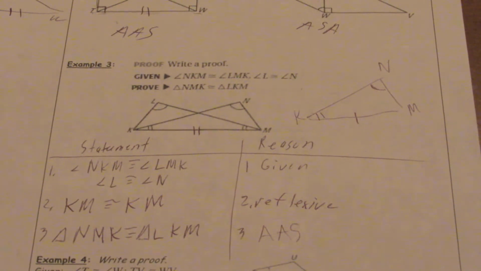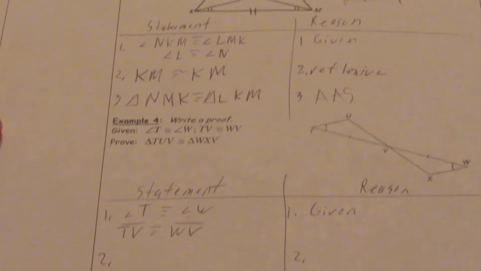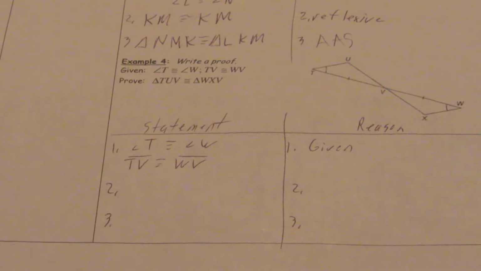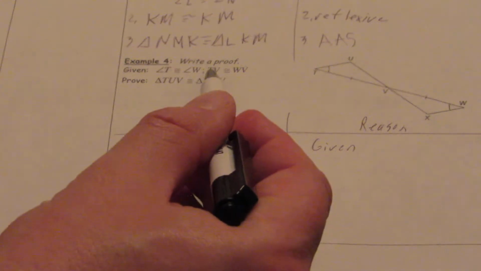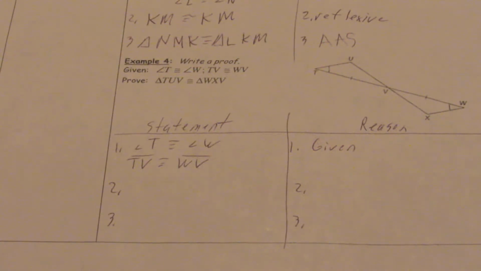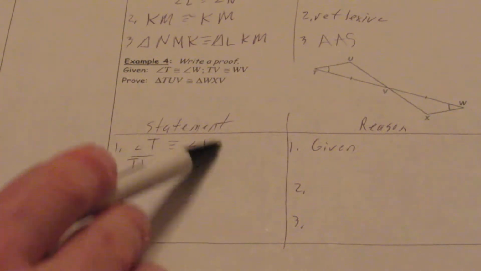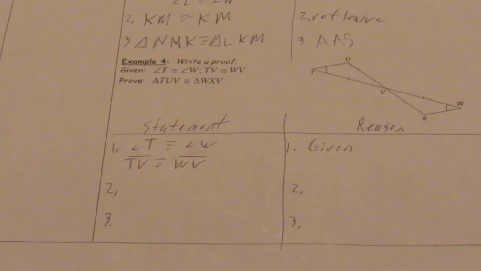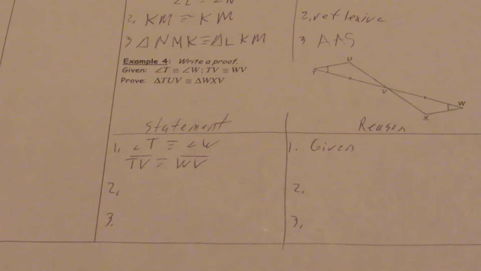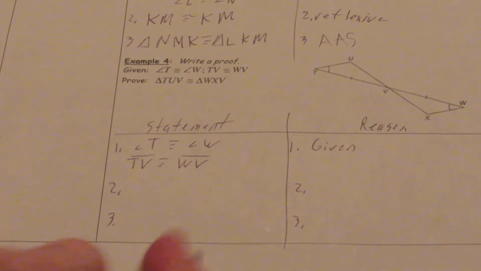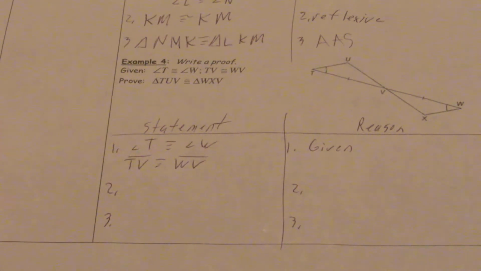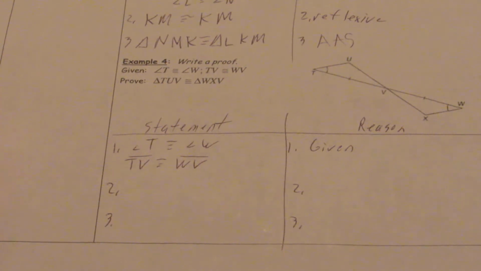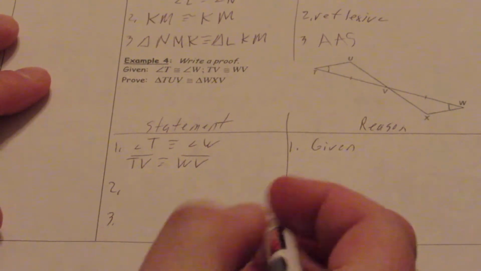Example 4. They give me angle T is congruent to angle W, and TV is congruent to WV. Right, so that's my given that I wrote down. It's already marked, so I have 2 markings. I need one more. In this case, I don't have any sides that match up, but I have the vertical angles at V. Remember, there's more than one angle at V. I need to name it with 3 letters.